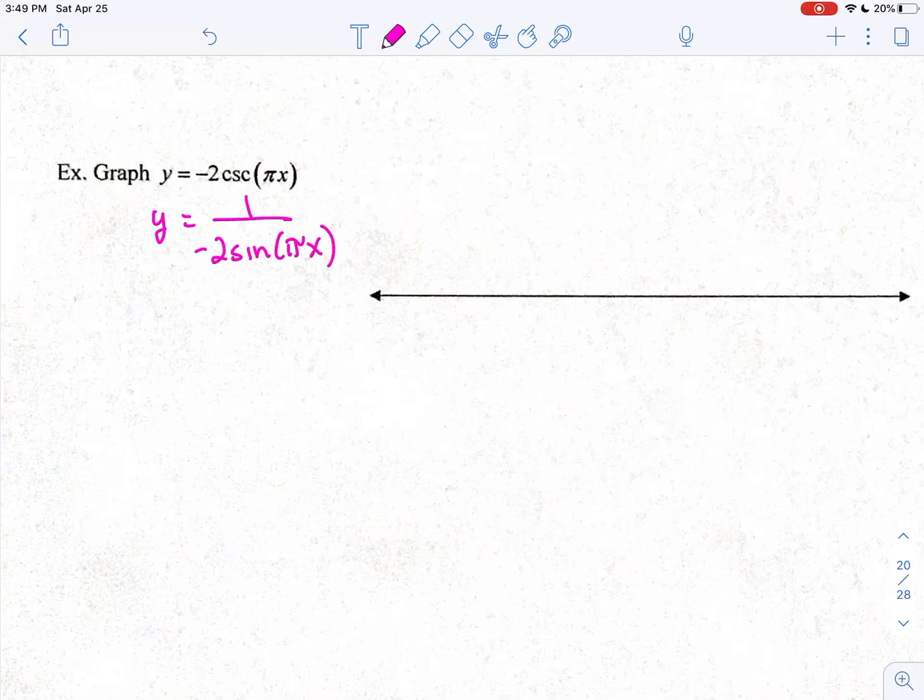So with the reciprocal function, we're going to take a look at how the parent function is changed for sine with the negative 2 and with the pi. So the amplitude of sine is the absolute value of negative 2, which is just 2. The period is typically for sine 2 pi, but we're going to go ahead and divide it by pi, which is the constant out front of x. And that means my period is just a regular 2.